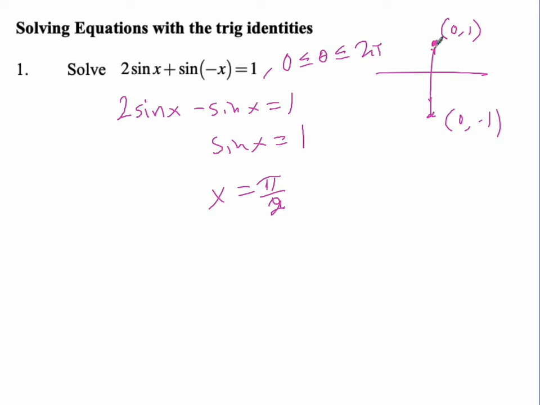What's next after that? 5 pi over 2, right? 5 pi over 2 also works. But usually questions limit the range, so let's just stick with that one.